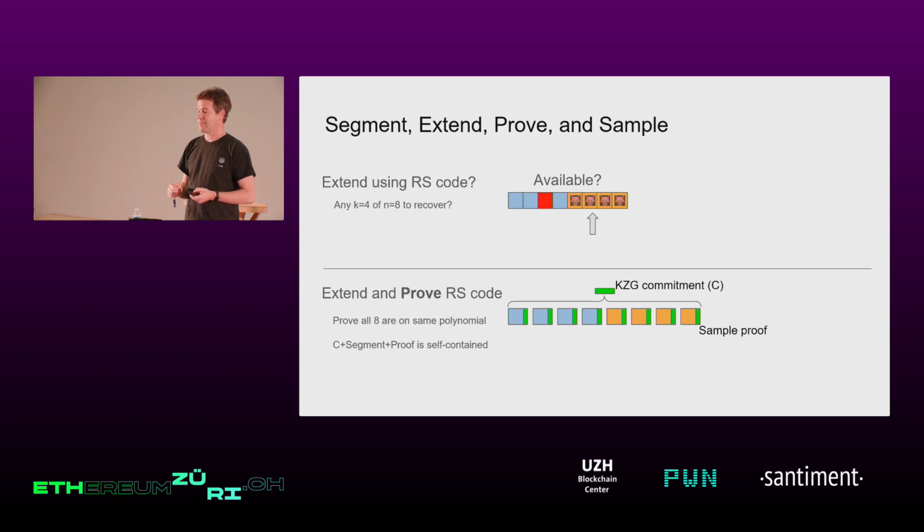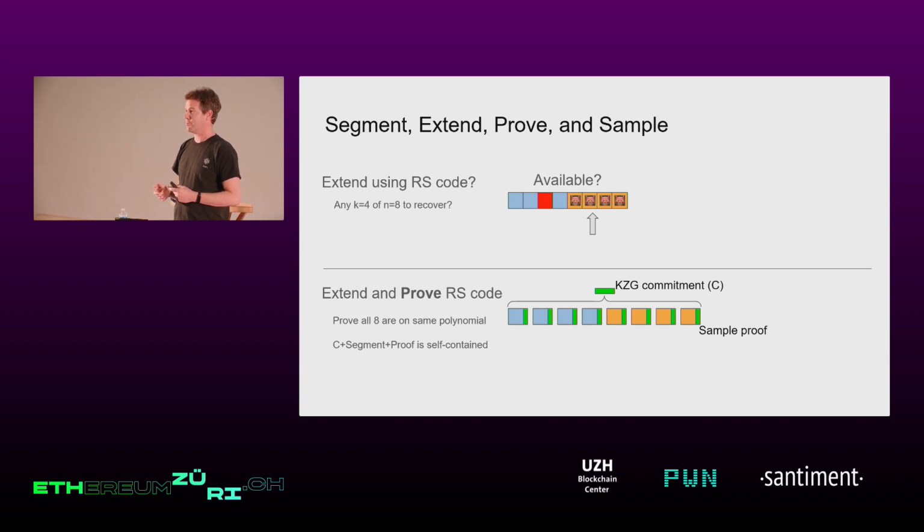So that's why we have to segment, we have to extend the data, then we have to prove each single piece, and then we will sample. So what's happening is that we are proving the Reed-Solomon code, and this is going with a KZG commitment. So there is a commitment to the data. Each single segment has a proof attached. So if you have the commitment, a single segment, and the proof, these together enable you to verify that the sample is actually coming from the correct Reed-Solomon encoding.